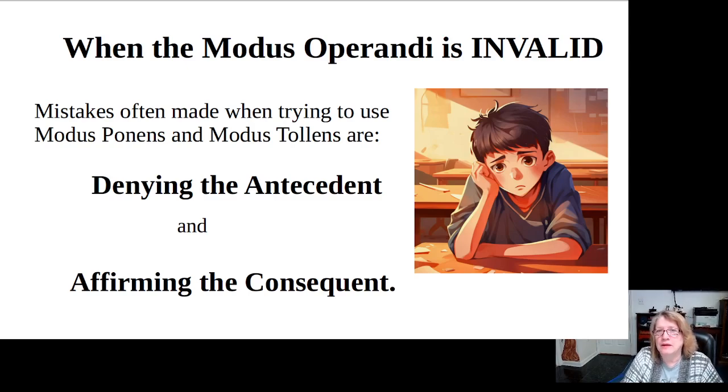So, the modus operandi is the mode of operation, or the way things are done. So when the modus operandi is invalid is what we're going to be talking about next. When people are doing modus ponens or modus tollens, sometimes they make mistakes, or they don't hear that they're wrong. It sounds like a modus tollens, or it sounds like a modus ponens. But you have to watch out for these. These are the two big things that we're going to be studying this week that are invalid forms.